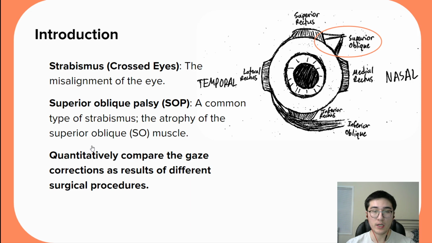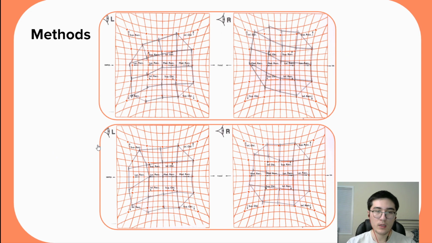The goal for this project is to quantify some commonly used surgical interventions to better understand how changing the eye will impact its movement and hopefully advise future surgeries. To do this, we use Hess screening test results.